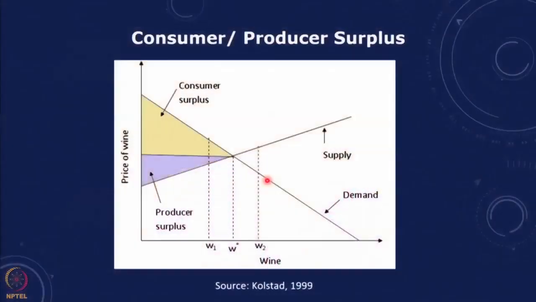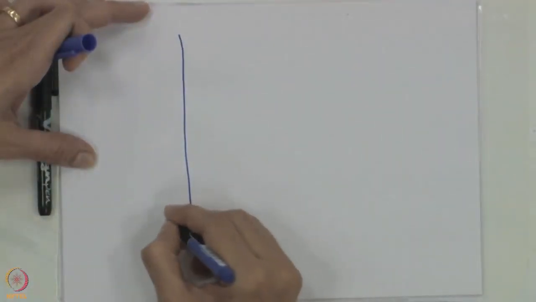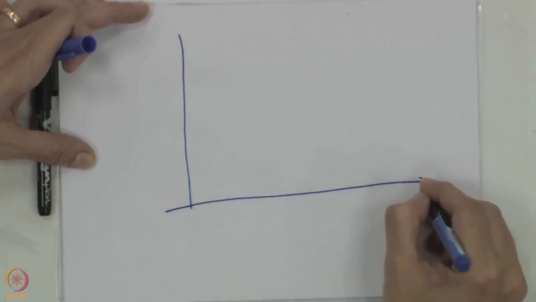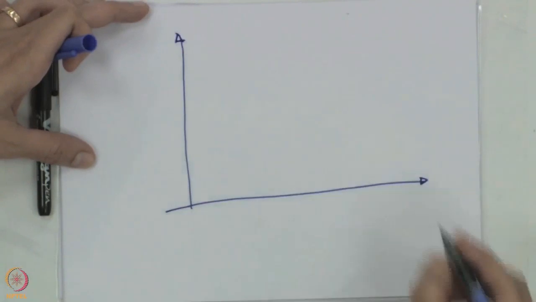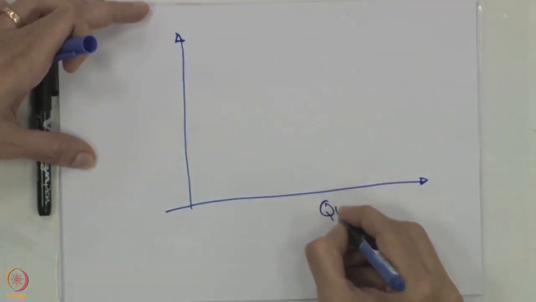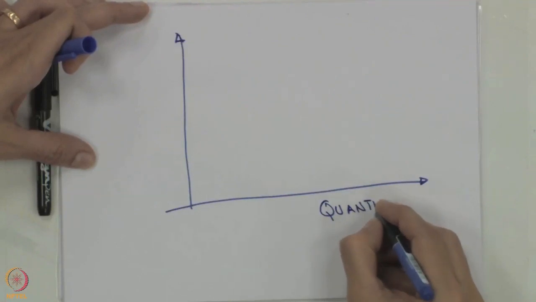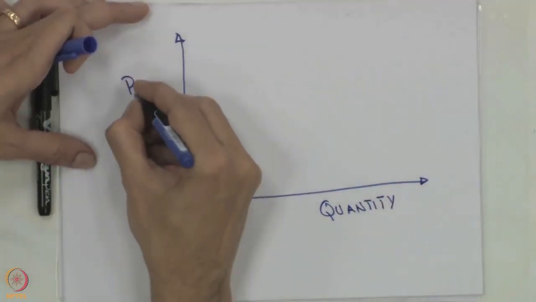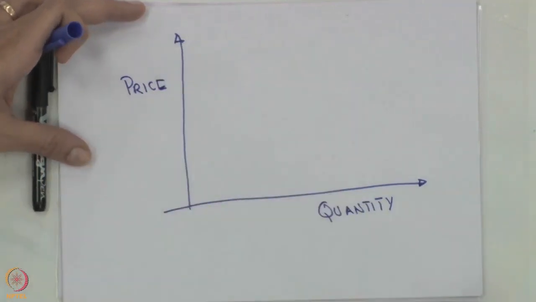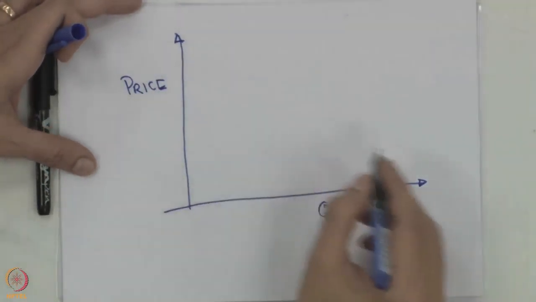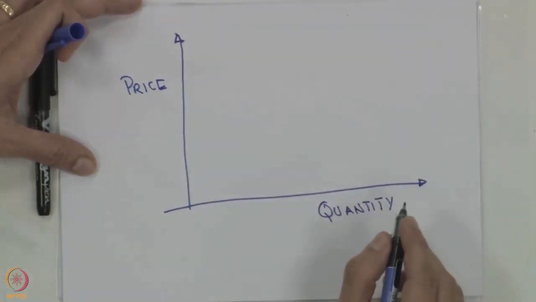Okay, so now to get back to our usual analysis, when we talk in terms of creating, this figure is from Kolstad. We can do a similar kind of thing if we are looking at, let's say, any goods and services. If we are looking at coal or oil or natural gas, we are looking at the quantity and we have the price. So, when we do this, we can create first of all a typical demand curve.